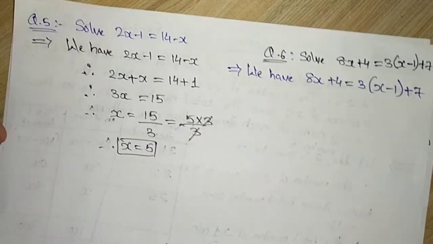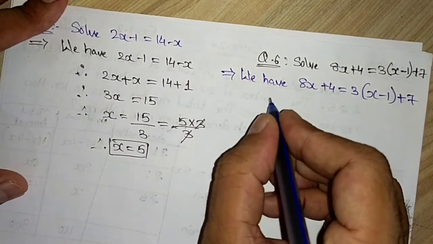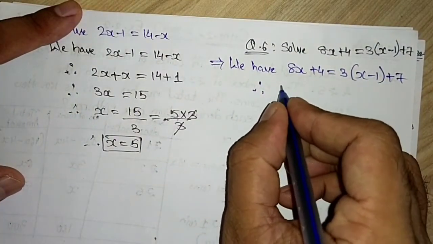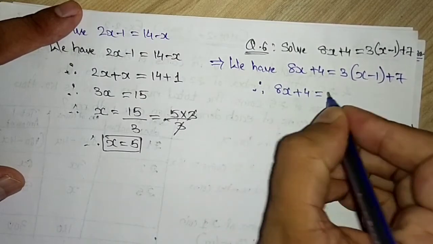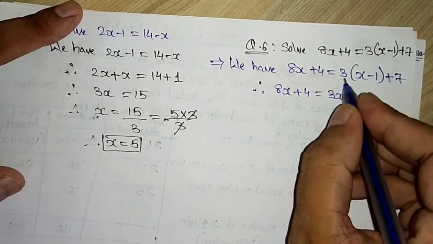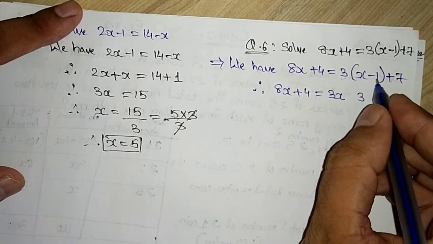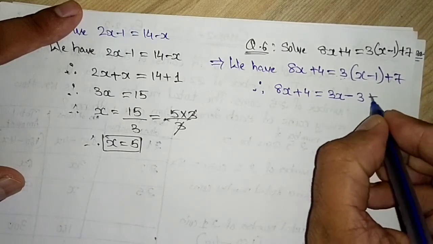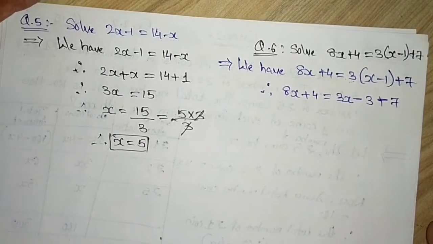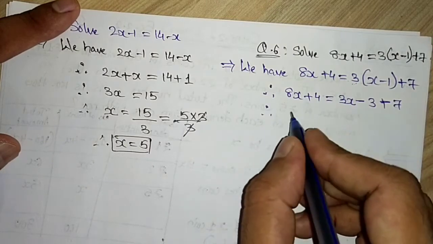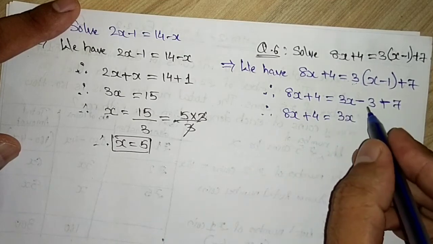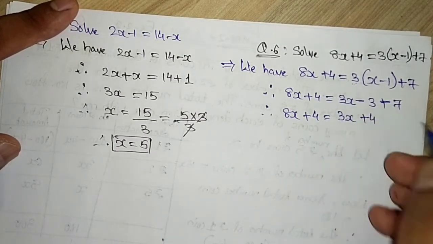Students, here we will apply one of the steps which we were not applying till now, that is to solve the bracket first. So I am solving the bracket. I will multiply 3 to x, it will become 3x. 3 ones will be 3, but minus into plus will become minus, plus 7 as it is. We have to multiply only the bracket, 3 with the bracket only. Now 8x plus 4 is equal to 3x minus 3 plus 7 will give me plus 4.